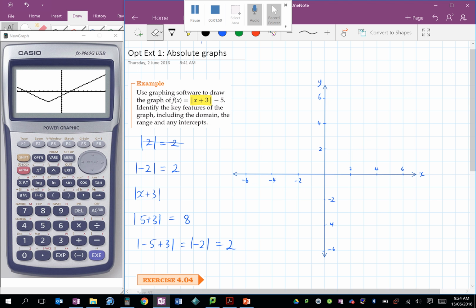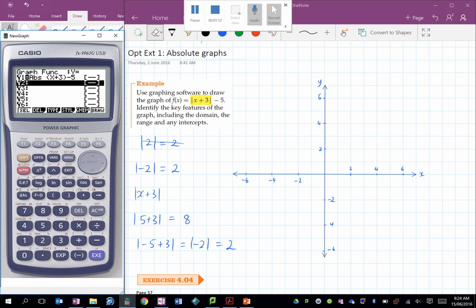But we want to make sure that we get it accurate. So we want to go into our table mode. So we'll go into table mode, and we'll go from negative 6 to positive 6. And we'll put that in. Okay, so there's our table of values. So at negative 6 we're at negative 2.